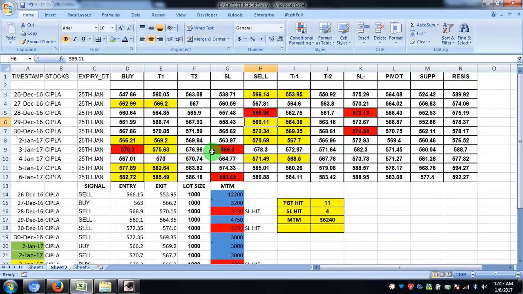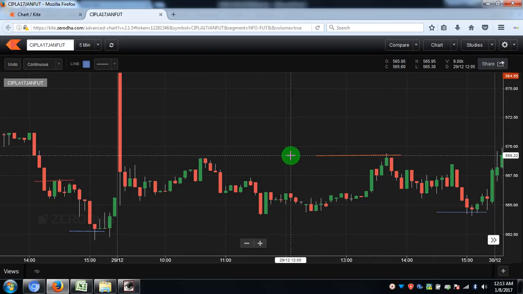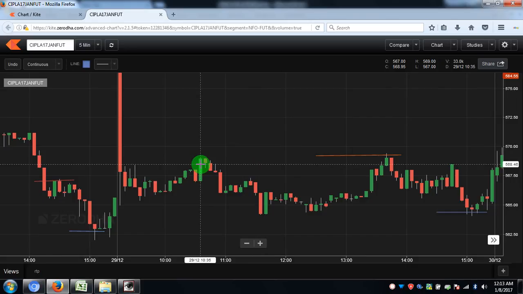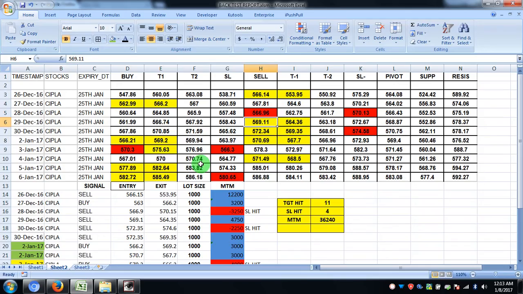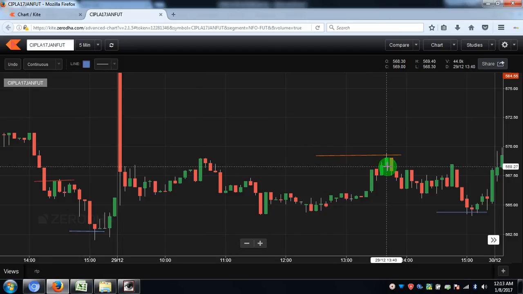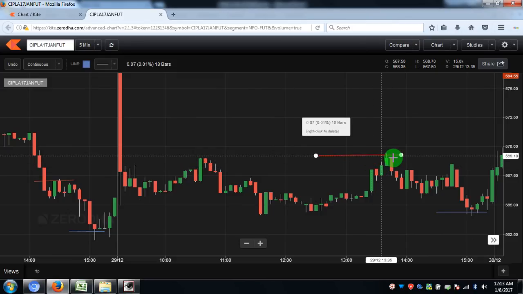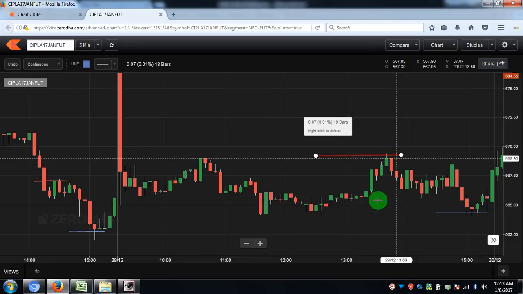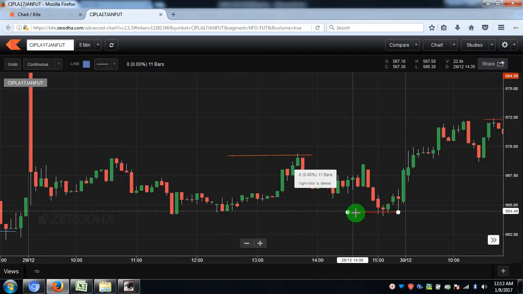On the 29th date we had a sell level here. This candle high is 569, but the sell call on the 29th was given at 569.10 paisa. Here it made a high of 569, so this call was not activated at 10:35, but at 1:40 it was generated, when it made a high of 569.40 paisa. Here, this red line I have marked, the sell call was activated and later it came down.